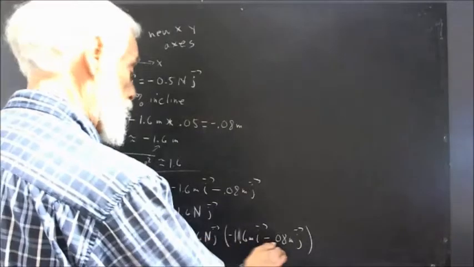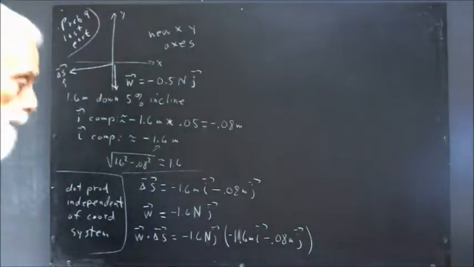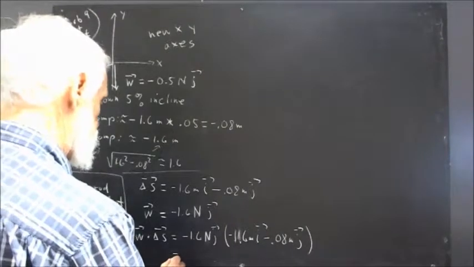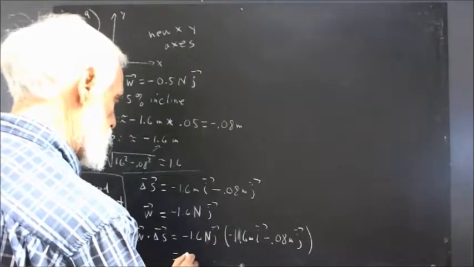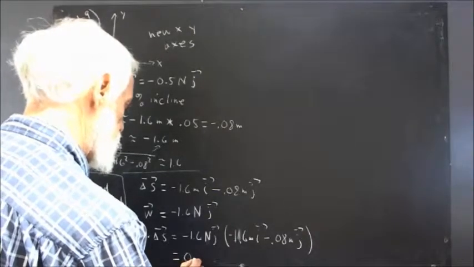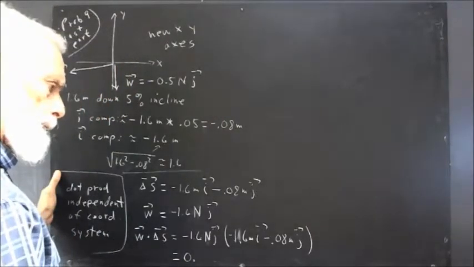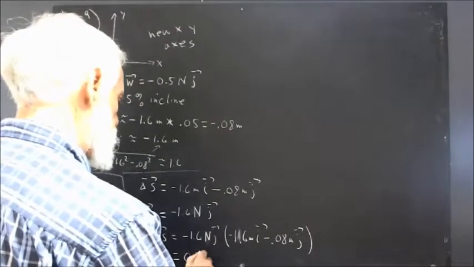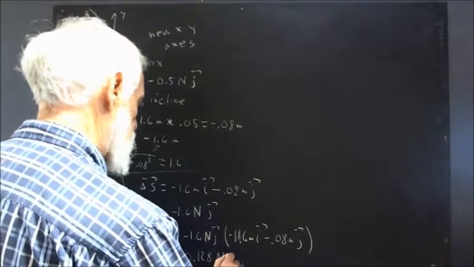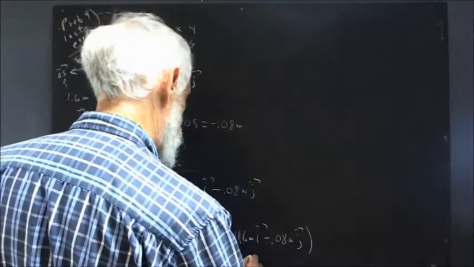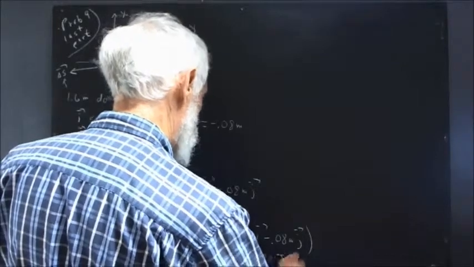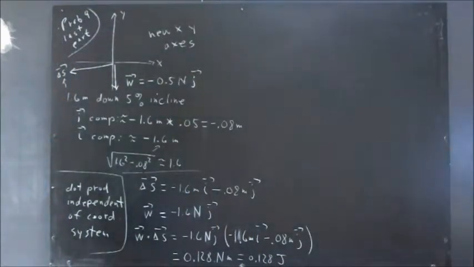Now I was thinking ahead to the calculation. 16 times 8 is 128. So that's going to be, I'm getting 0.128 newton meters, which is 0.128 joules. And again, that doesn't even begin to match what I got previously, so I'm going to stop for a minute and figure out where I've completely screwed this up.